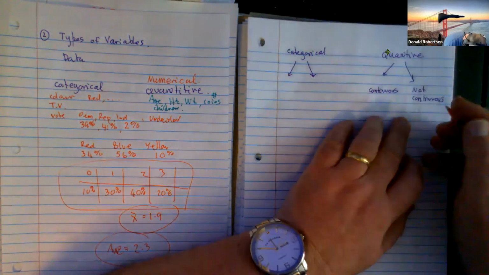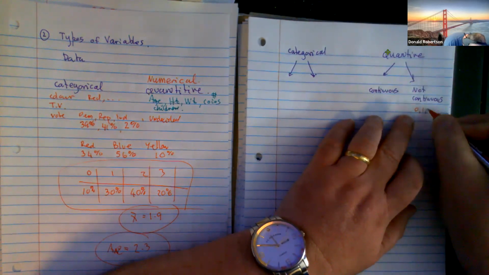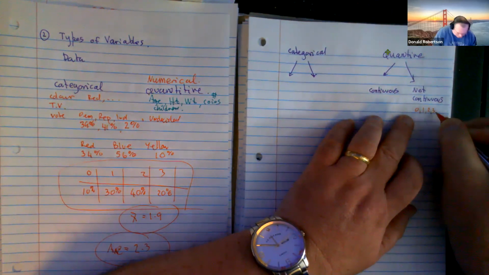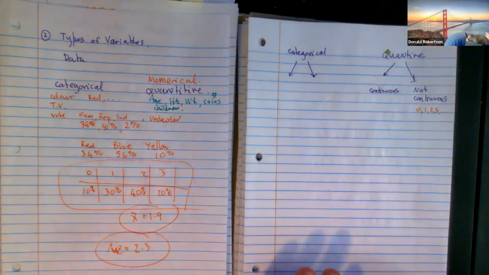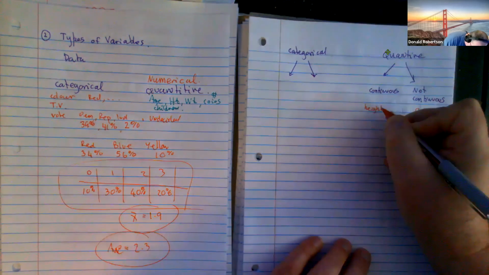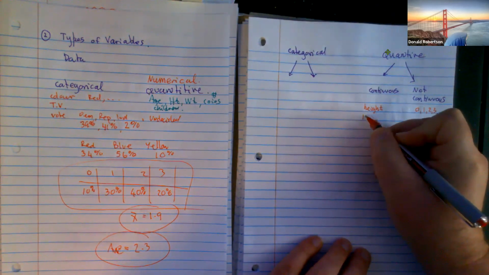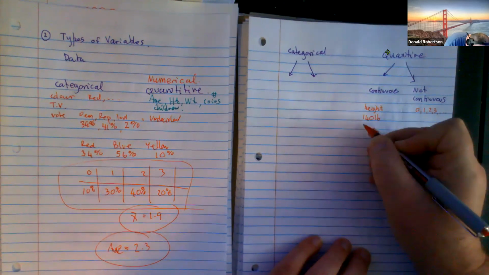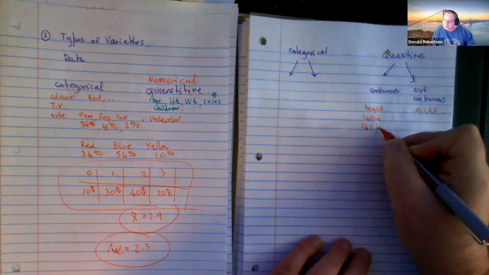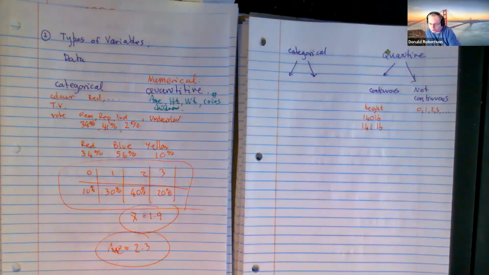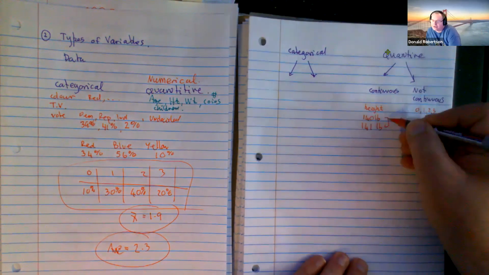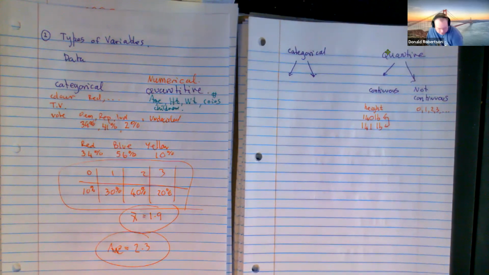Not continuous would be number of children in your family. 0, 1, 2, 3, right? Continuous would be something like your height. So how do we distinguish between them? Couldn't you weigh 140 pounds? Couldn't you weigh 141 pounds? Agreed? But couldn't you, if you used really good scales, couldn't you also weigh 140.12345 pounds? In other words, couldn't you have any number between these as well as your answer? That's what continuous would look like.